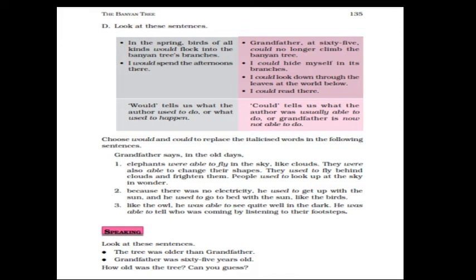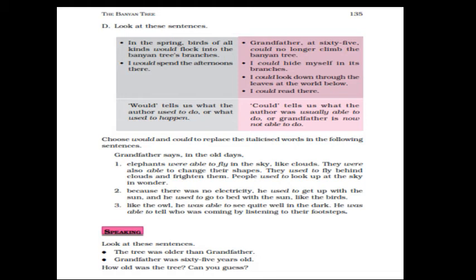Second one is, because there was no electricity. Okay, because there was no electricity, he would get up with the sun and he would go to bed with the sun like the birds. So here again I have added would twice. Next one, that is number 3. Like the owl, he could see quite well in the dark. He could tell who was coming by listening to their footsteps. So in these 3 sentences, children, we have used would and could where it is required.